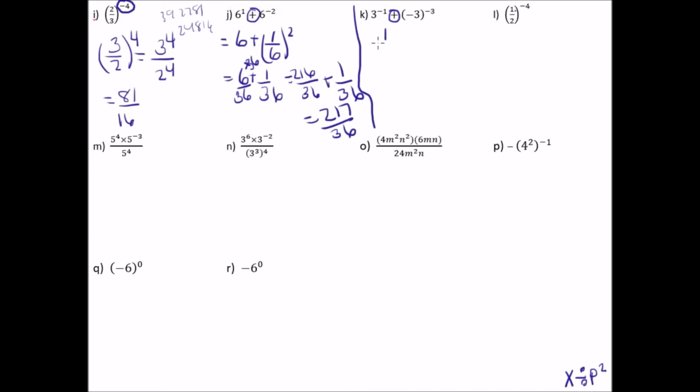Okay, 3 to the negative 1 is 1 over 3. Then we're going to add negative 3 to the negative 3. So let's go 1 over negative 3 to the 3. So we got here 1 over 3 plus or minus 1 over 27. Okay, and all I did with this negative was bring it up here. Okay, we have to multiply this by 9 over 9. 9, 18, 27. Yeah, so 9 over 27 plus 1 over 27, we get 10 over 27.